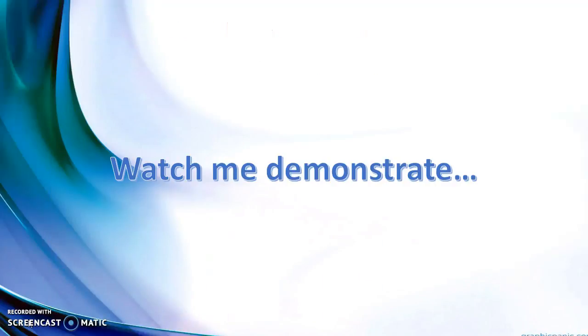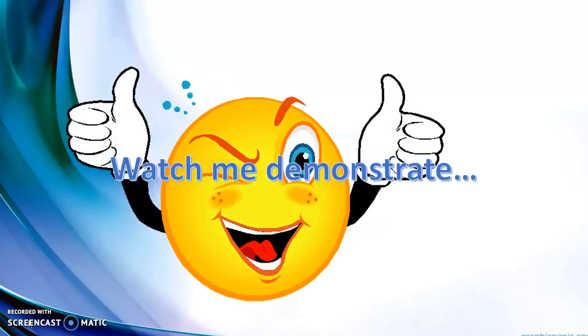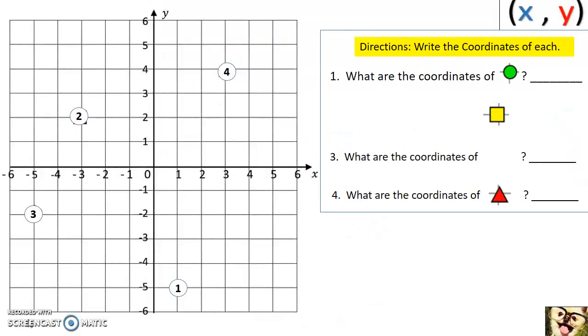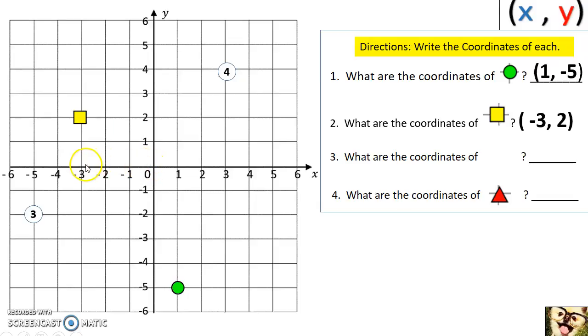All right, let's get ready to watch me demonstrate. Let's take a look here. Number 1. Put your eyes up here on number 1 with me, please. What are the coordinates of number 1? There we go, the green circle. I move to the right on the graph to the 1, and then I move down to the -5. Number 2, what are the coordinates for the yellow square? We move back 3 and up 2.